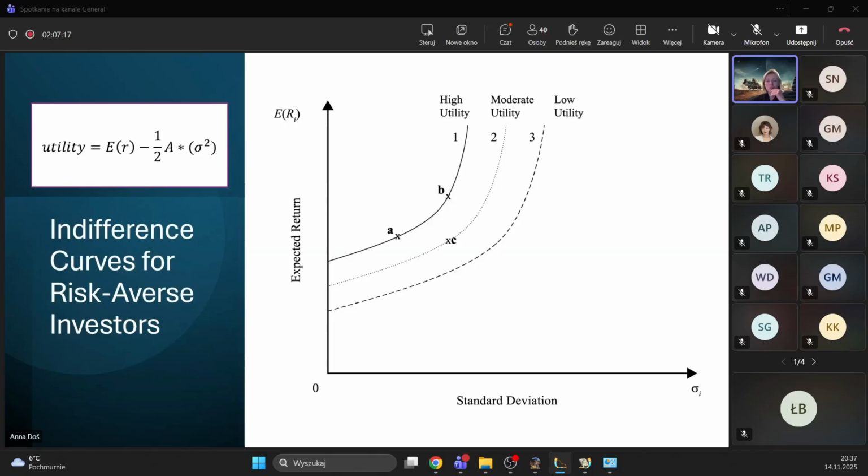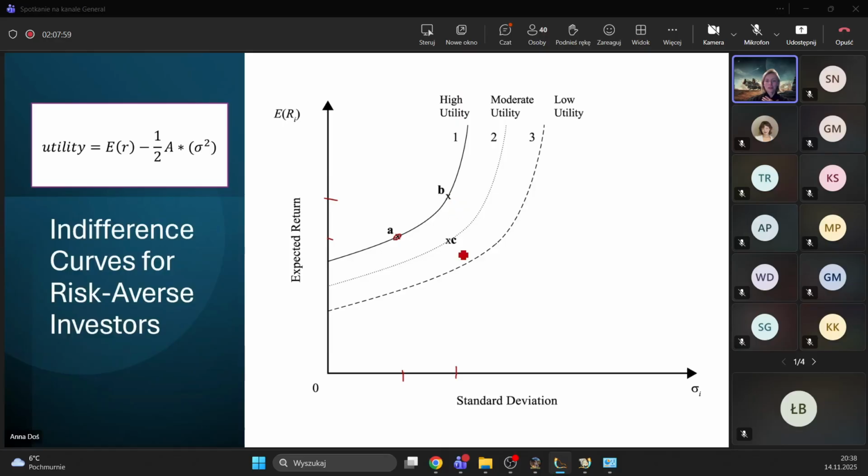Now, what is the relation between risk and return when it comes to investors' utility? This relation is often graphed in so-called indifference curves. Indifference curve means that the investor can choose investment A, which gives low risk and lower return, or investment B, which gives higher risk and higher return.